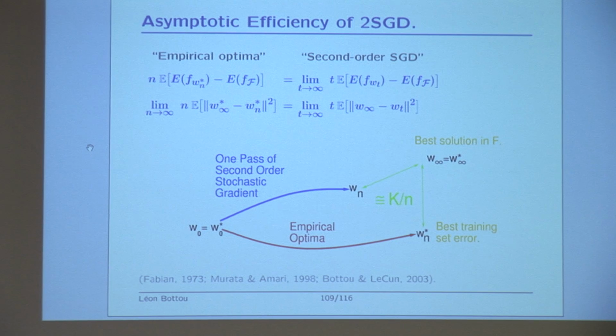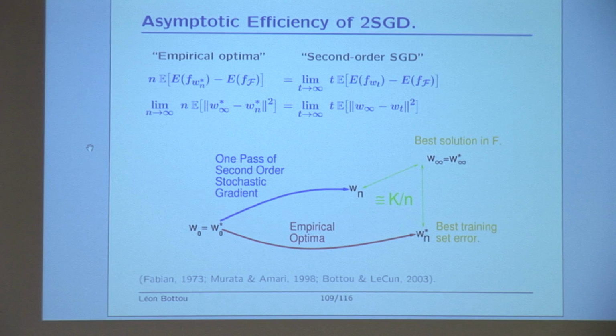And they're equal to k over n with the same constant k, which I can only say because I can make the calculation that accurately. The same constant k means that my wn and the w star, they're about at the same distance. They decrease the same way. That means that if I do one pass of second order stochastic gradient, asymptotically, I'm just as good as if I had the best training set error.